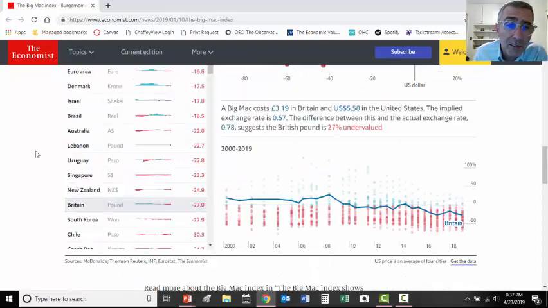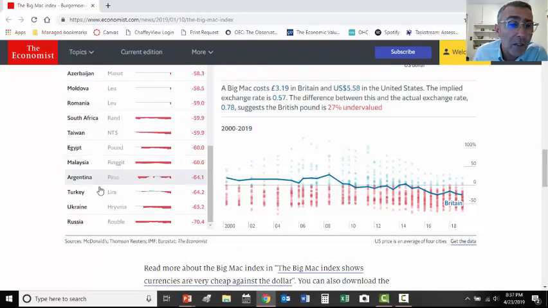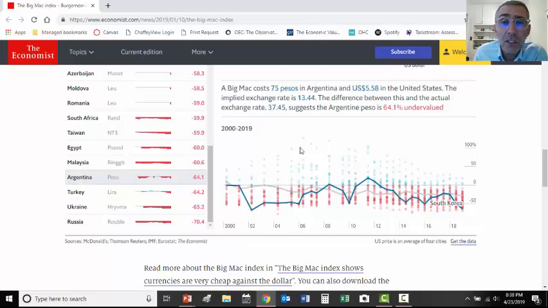On the other hand, if you take that dollar and go down the list over here, you look at Russia, Ukraine, Turkey, Argentina. Look at Argentina, negative 64%, right? So now you're really stretching your dollar, because what we're finding out about Argentina is, look at the currency exchange rates, and you end up really, really low. There we go, 75 pesos in Argentina, 5.58 in the US, so the implied exchange rate is 13.44. The difference between this and the actual exchange rate, 37.5, suggests that the Argentine peso is 64.1% undervalued. Yes, if you go to Argentina, you can really stretch that currency.